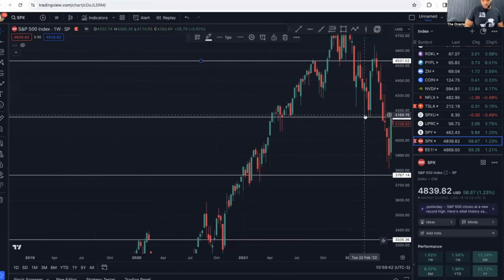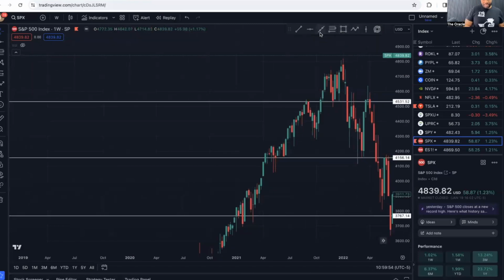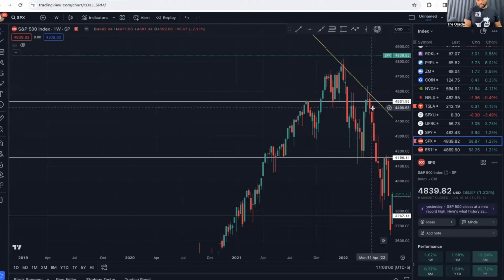Look at that, support. You can buy that. Where would you buy it to? I like it back up to resistance. You can then short it again. Why would you short it again? Well, I got two resistances now. So I got this resistance and this resistance.